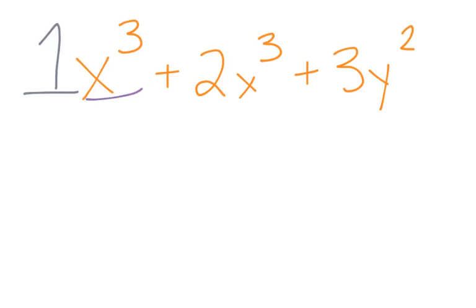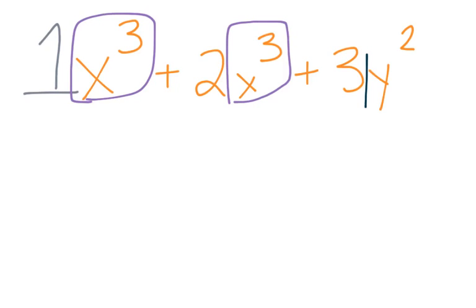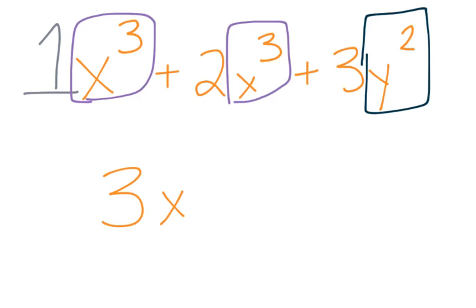Again, go ahead and box in, circle, underline your variables that are the same. We have two variable expressions with x to the cubed. 1x cubed plus 2x cubed is 3x cubed plus 3y squared. You cannot combine them any further. They do not have the same variable expression.